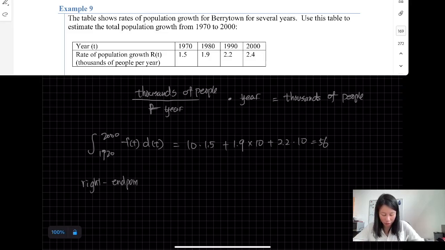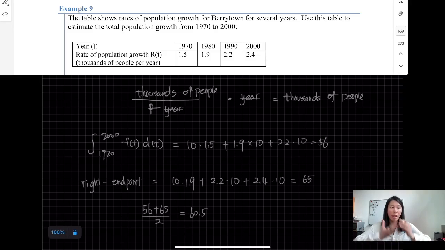And now if we use the right endpoint method, we will have 10 times 1.9 plus 10 times 2.2 plus 10 times 2.4, which equals 65. And now we're taking the average of these two. I have 56 plus 65 over 2. This is equal to 60.5. Now our best estimate of the total population growth from 1917 to 2000 is 60.5 thousand people.